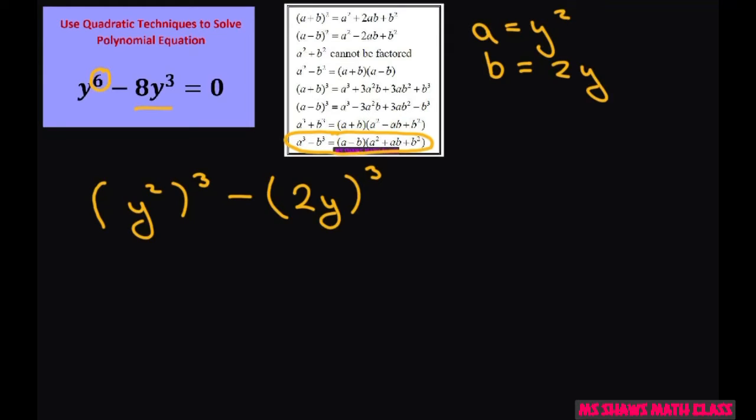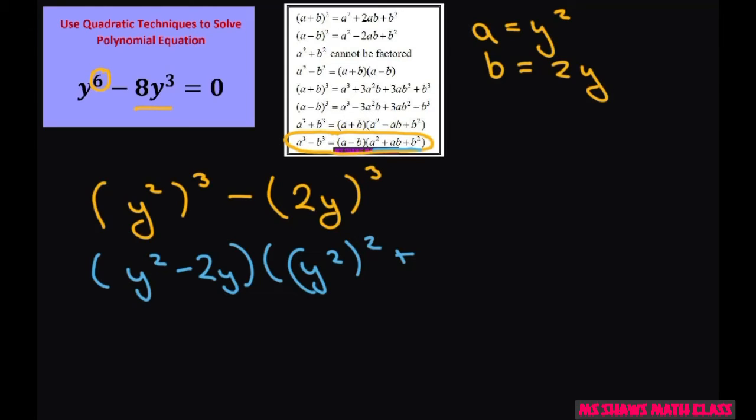Now, given that we have this form, we're going to write this as a minus b, so y squared minus 2y, times a squared, so square your a, y squared squared, plus ab, so this is going to be 2y times y squared, and then plus square your b, which is 4y squared.